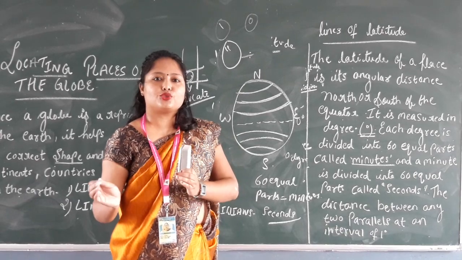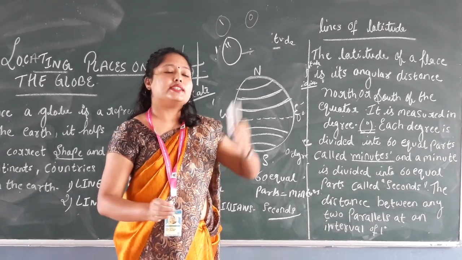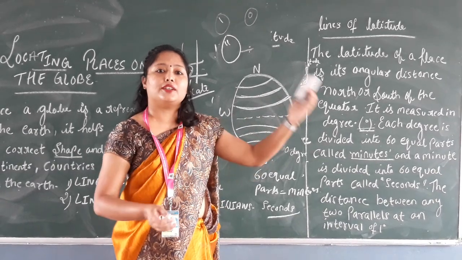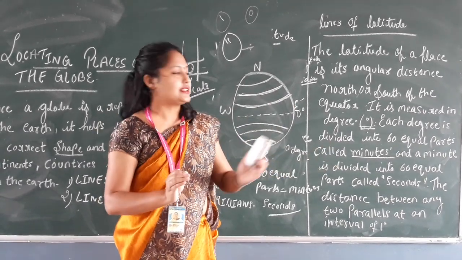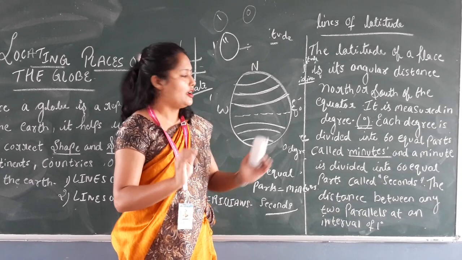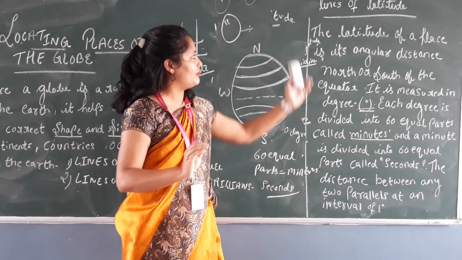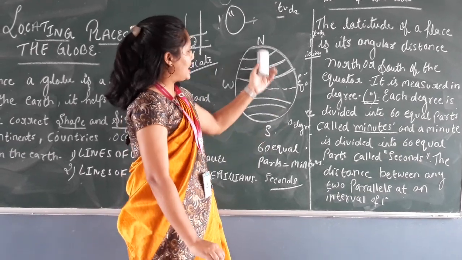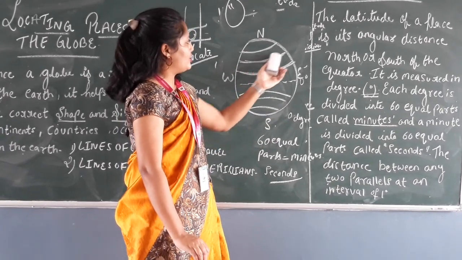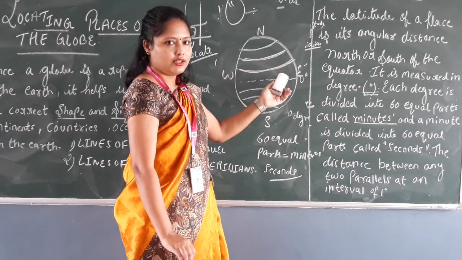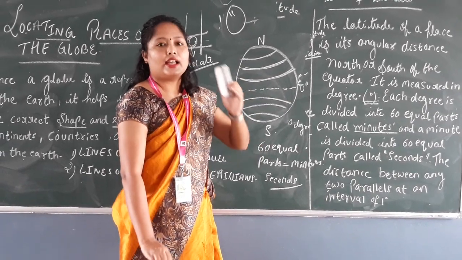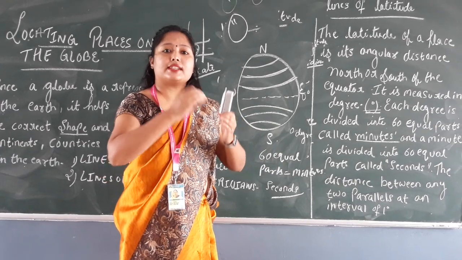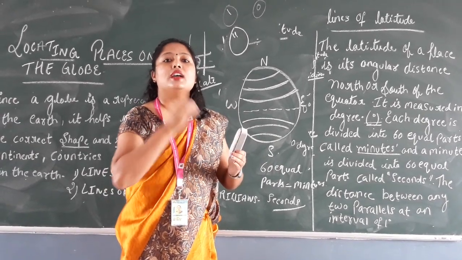Why, if it is 2 p.m. in India, is it 5 p.m. or 5 a.m. in foreign countries? Different timings are there, and you will understand that through this. But for today, as we go on with latitudes, just try to understand that lines of latitude are measured in degrees. A degree is divided into 60 equal parts called minutes, and that minute again is divided into 60 equal parts called seconds.